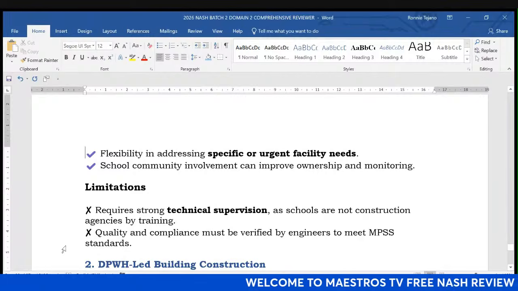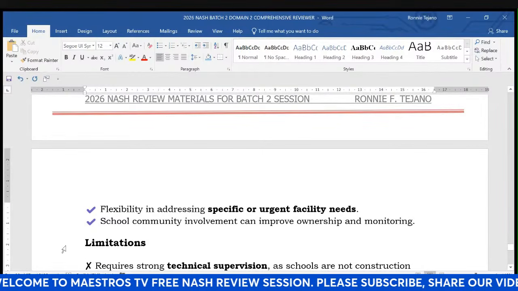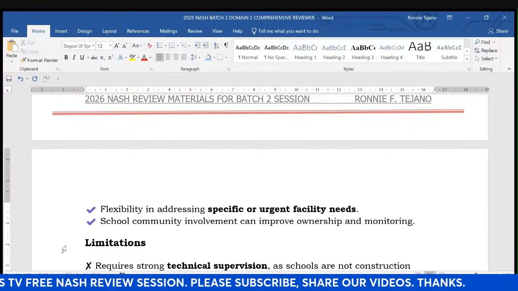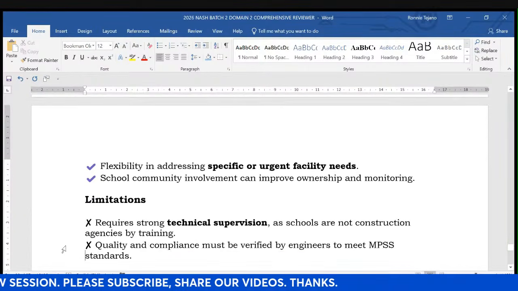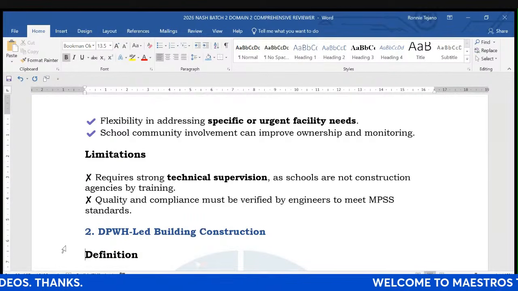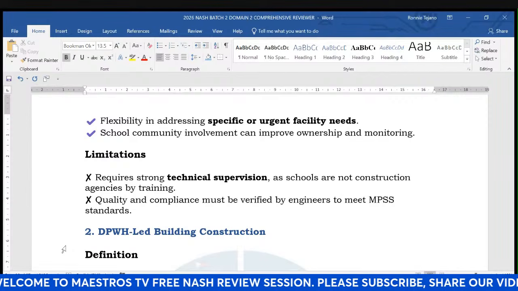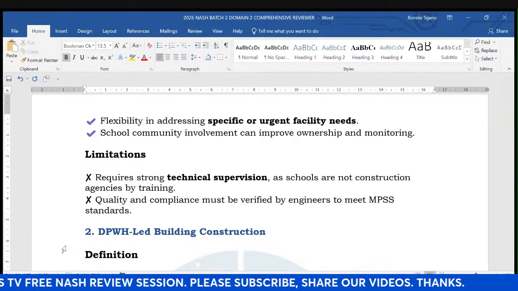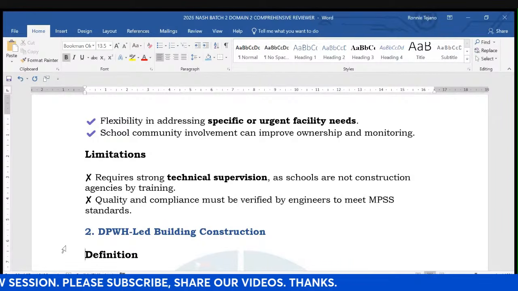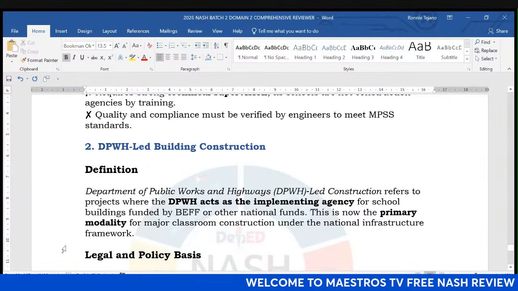What are the advantages of a principal-led? Okay, it can be flexibility in addressing the specific or urgent facility needs, and the school community involvement can improve their ownership and monitoring. But what are also its limitations? It requires a strong technical supervision because the schools are not construction agencies. Okay, they are not governed by trained technical experts to operationalize a principal-led building. Next, the quality and compliance must be verified by an engineer to meet the MPSS standard. Ito pala yung problema bakit hindi nagpatuloy yung principal-led.